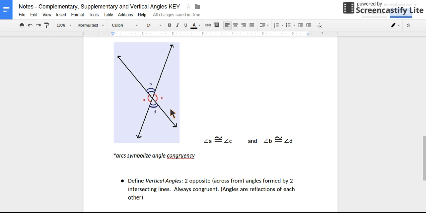That's why they're congruent. They're also known as opposite angles or across from each other. So that's another way to describe them. Their relationship is that they're always congruent. They're always equal measurements if we're talking about vertical angles.